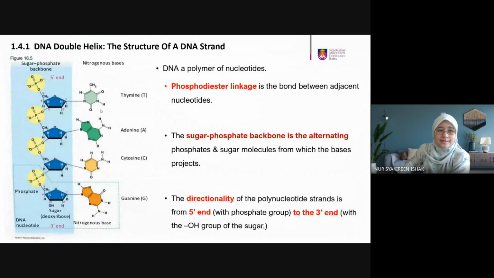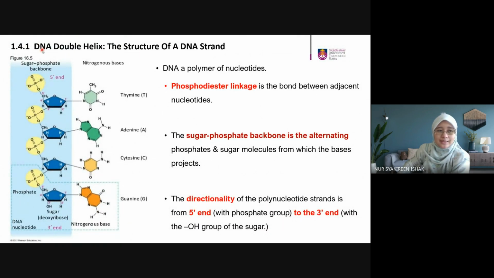Okay, so basically the first subtopic here it says DNA double helix, the structure of a DNA strand. So DNA molecule is a double-stranded molecule, okay, double-stranded. So this is one of the strand, okay. So as you can see, the monomers for DNA is deoxyribonucleic acid, okay. So the monomers for DNA are nucleotides. Okay, so nucleotides. So this is the structure of one nucleotide.